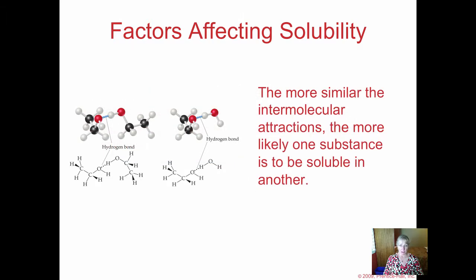The factors that affect solubility obviously entail intermolecular forces. And the more similar the intermolecular forces are, then the greater the likelihood that one substance is going to be soluble in another. So if we look at the diagram on the left-hand side, that looks to me like there's 2 alcohols. I count 2 carbons in each of the alcohols, so if my little mnemonic is right, that must be ethyl alcohol or ethanol.